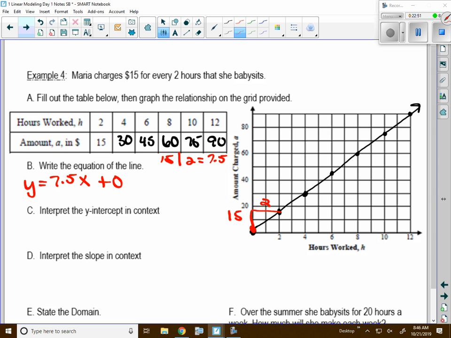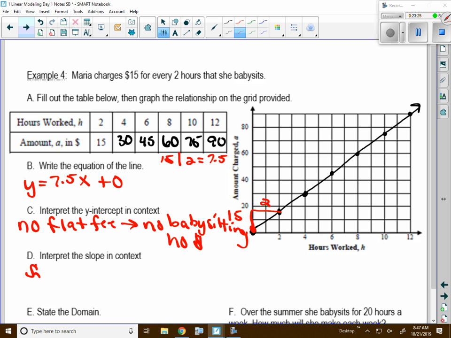What does that y-intercept mean in terms of the problem? $0 for 0 hours. Okay, so she doesn't charge a flat fee. She just charges per hour. So there's no flat fee. No babysitting, no money. All right, slope. You just told me 7.5 means what? The cost per hour.